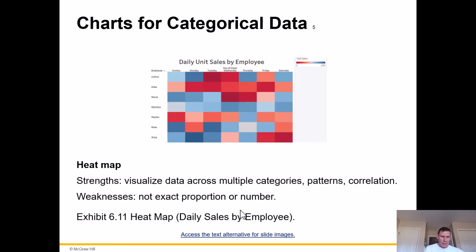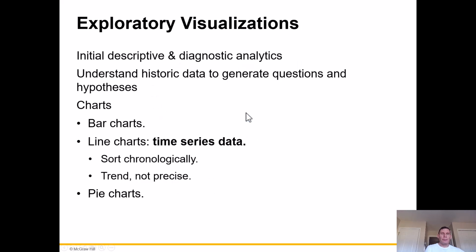We could also maybe use a heat map, daily unit sales by employee. In this case, we can see the days along the top and the employees along the side here. The strengths of a heat map: we can visualize data across multiple categories, patterns and correlation. The weakness is that it's not an exact proportional number, right? If we look at Collins on Monday, it's blue, but that doesn't give us an exact number.